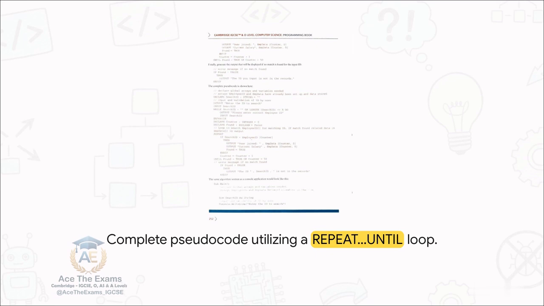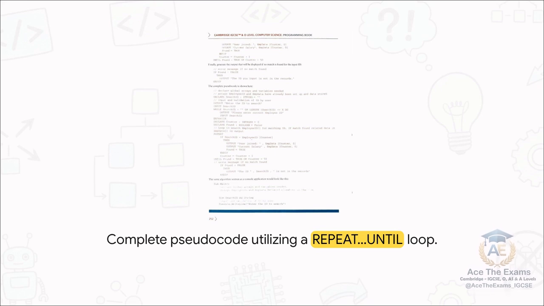Declare found Boolean false. Inside the loop, we use an if statement to check if the user's search ID matches the employee ID array at the current counter index. If it does match, we output the requested data, and crucially, we flip our found flag from false to true. Then we increment the counter by 1. And finally, look at the exit condition, until found equals true or counter equals 50.